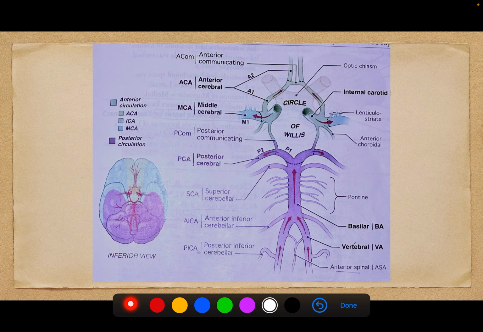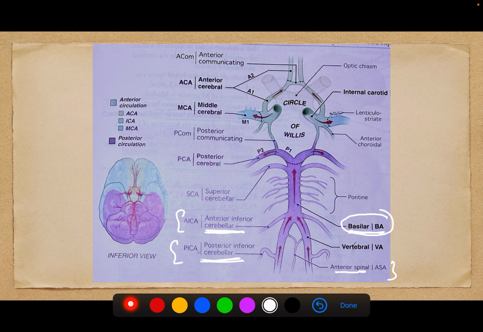Now, the blood supply of the brainstem. We should focus on only a few of the arteries. One is the anterior spinal artery. The other is the posterior inferior cerebellar artery. The third, the anterior inferior cerebellar artery. And the fourth is the basilar artery. Mainly the questions are asked based on any of these four arteries getting affected.